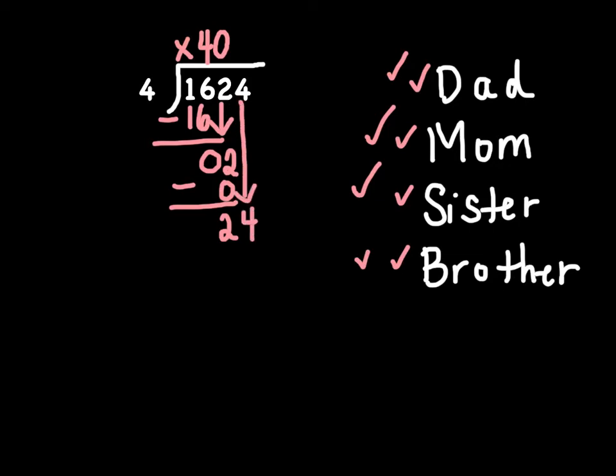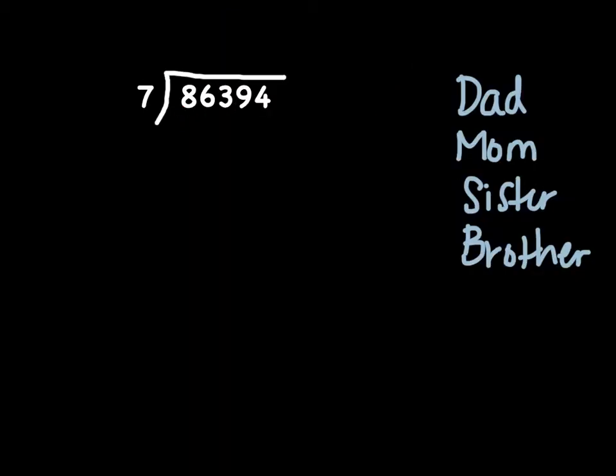So now we have 24. How many times does 4 go into 24? It goes in 6 times. 6 times 4 is exactly 24. So we end up with a remainder of 0. And there are no other numbers to bring down. So we're done. Our final answer is 406. Good job. Let's try another one.